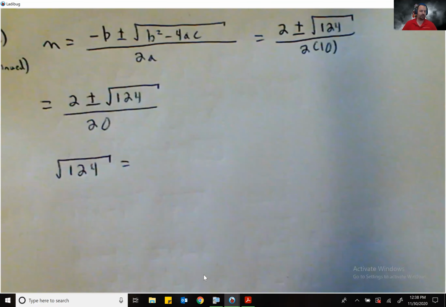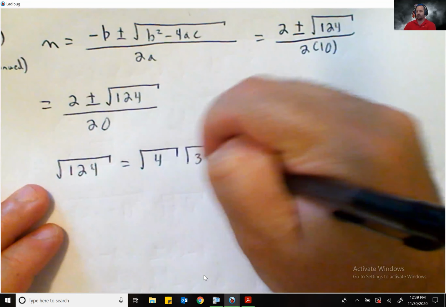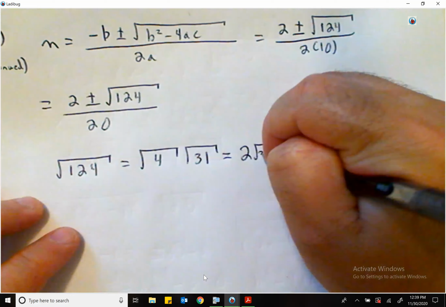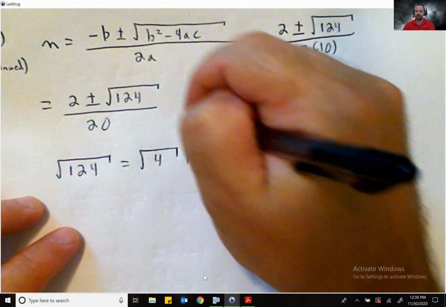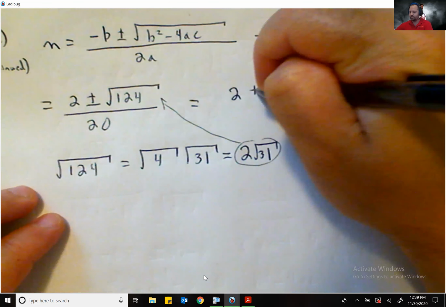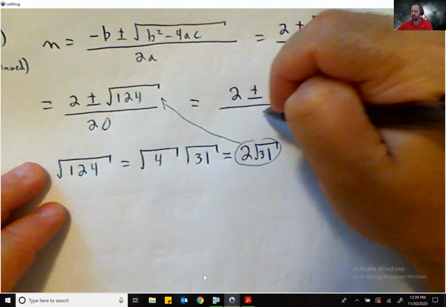So what is going to be the biggest perfect square that divides it? 4. And the other one is the square root of 31. What's the square root of 4? 2, square root of 31. So this number is going to come right in here and replace that. So what we have is 2 plus or minus 2 square roots of 31 all over 20.